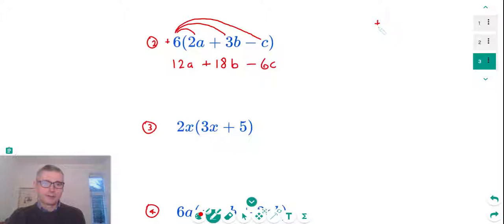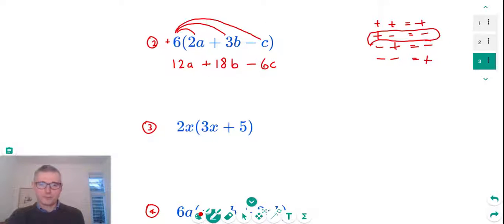Because we do know that a positive and a positive will give us a positive, and a negative and a positive also give us a negative, and two negatives give us a positive. So what we've got there is a positive and a negative, which will give us a negative answer. So that's why I've got the minus there.